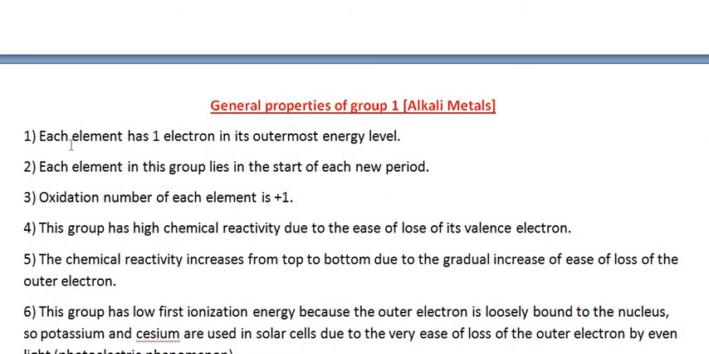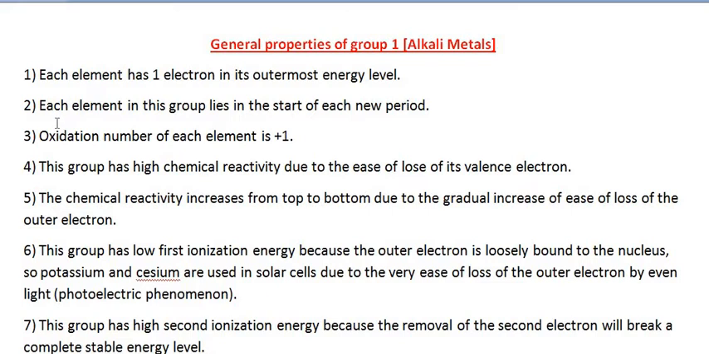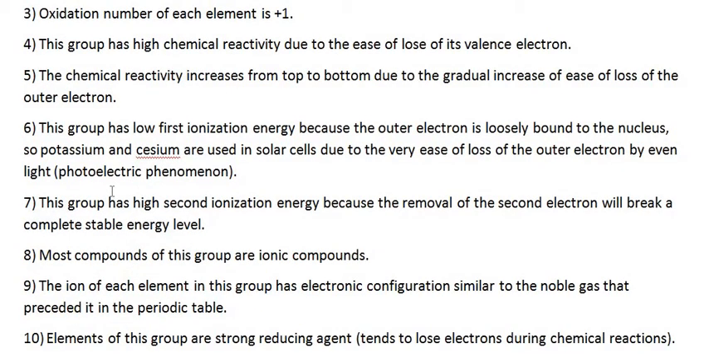For group 1A, we are going now to talk some about the general properties of group 1A alkali metals. Each element here in this group 1A contains one electron only in the outermost energy level, so its valency is +1. These elements tend to form positive ions, and the charge of each ion is +1 because each element tends to lose one electron only from the outermost energy level.